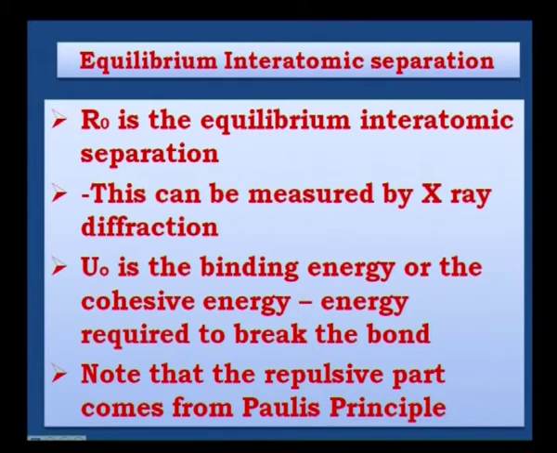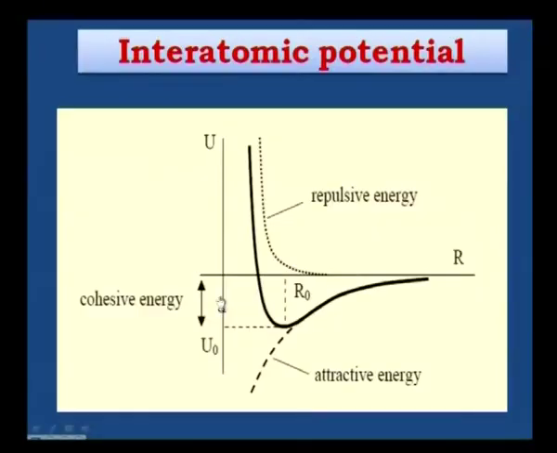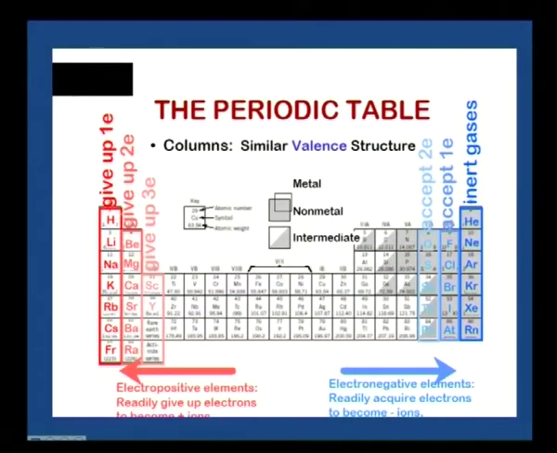R naught is the equilibrium interatomic or interionic separation, and this distance is not only theoretically calculated. It can be experimentally measured by very many techniques, like neutron diffraction or X-ray diffraction. X-ray diffraction is the conventional one that is used. U naught is the binding energy, that is, the cohesive energy. And note that the repulsive part comes from the Pauli principle. In the diagram which I showed earlier, there is a repulsive part apart from the attractive part.